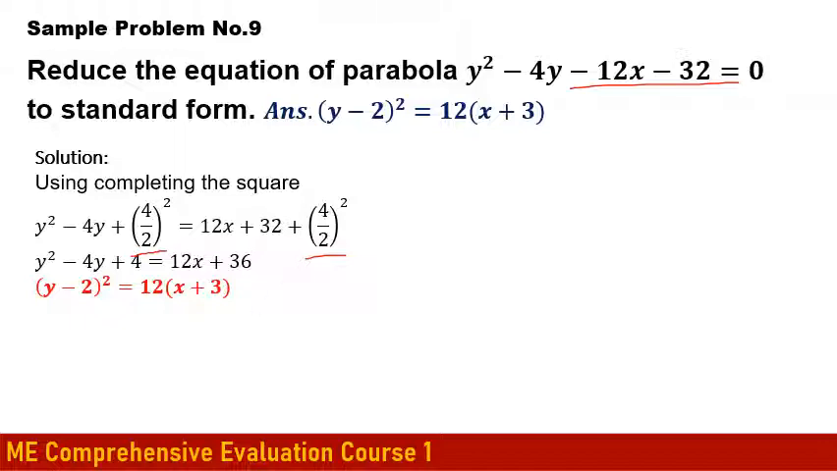Take note that this term here is actually equal to (y minus 2) squared. On the right side we extract the 12, that's why we have 12 here, so that the remaining term in the parentheses would be x, and 36 divided by 12 would be 3. So this is now the standard form of the equation of the parabola. You can also see that since the x squared term is 0 and the coefficient is positive here, this parabola would face to the right.